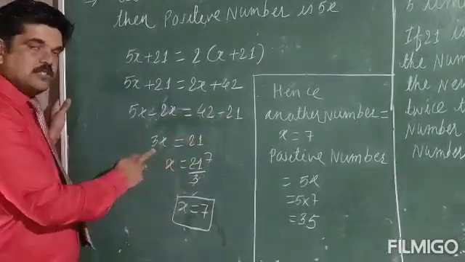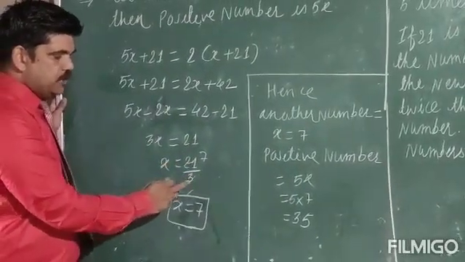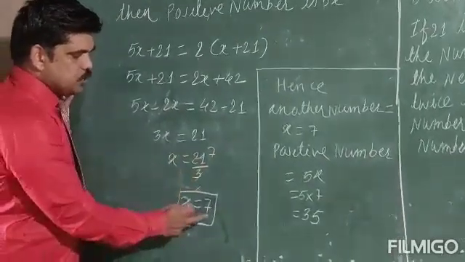Subtraction of this. This 3 is multiplied here, so it will be divided on this side. So x is equal to 21 upon 3. 3 ones are 3, 3 sevens are 21. x is equal to 7.